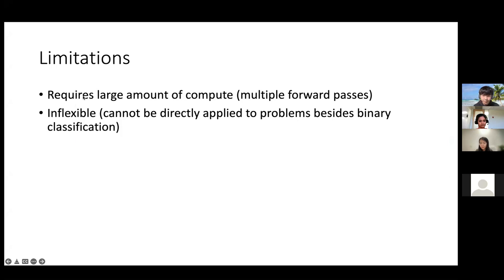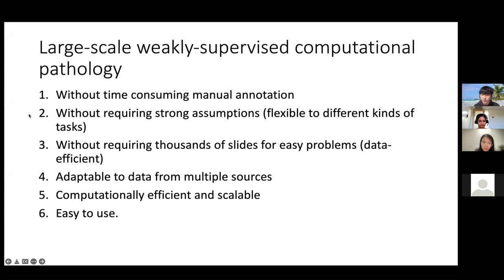So to recap, here's a list of what we might want to see in an approach for doing large-scale weakly supervised computational pathology. We want to not have to rely on time-consuming manual annotation, without requiring very strong assumptions about the task, flexible to different kinds of tasks, does not necessarily require thousands of slides for easy problems, and then being able to adapt to data from multiple sources, as well as being computationally efficient, scalable, and easy to use.